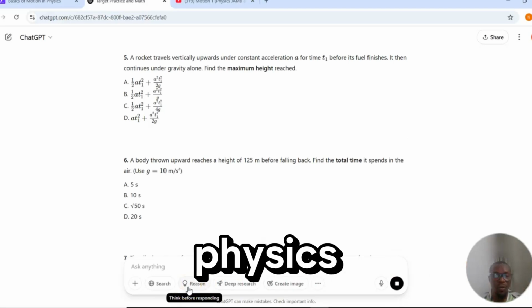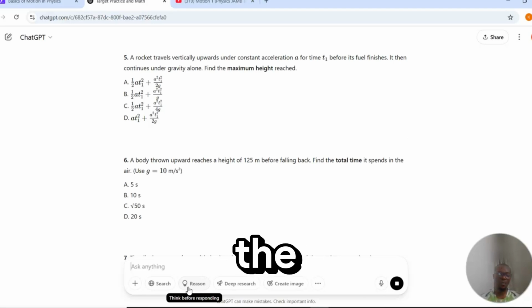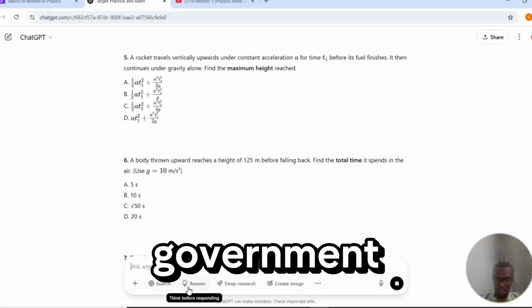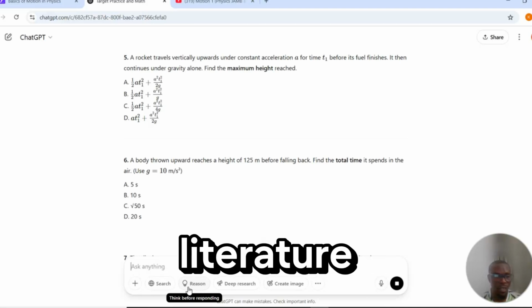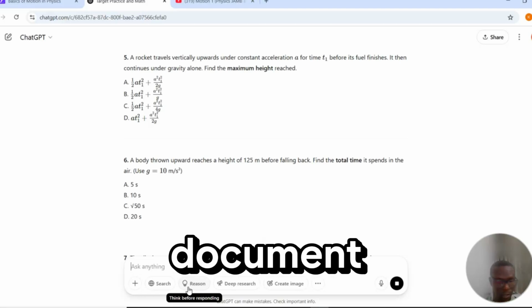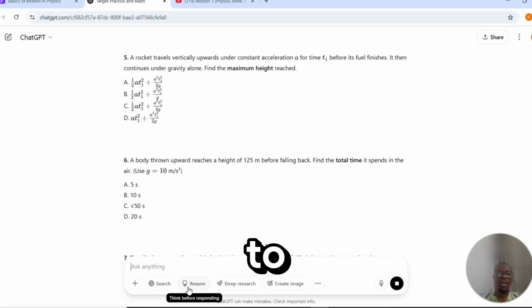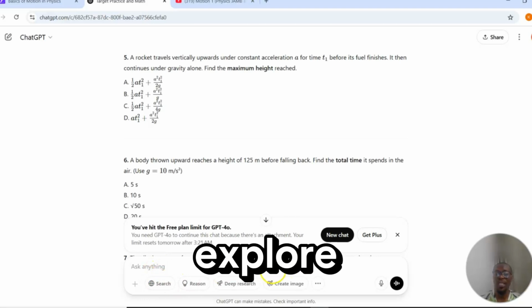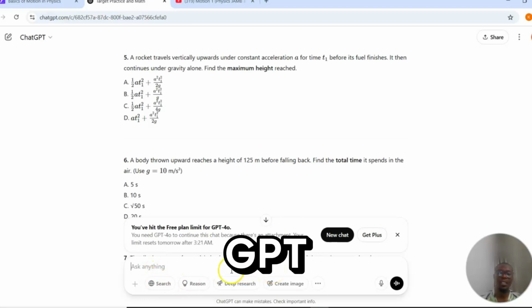Remember, I'm using physics as a case study. You can do the same thing for maths, English, geography, biology, history, government, literature, just anything. You can feed it a particular document and expect it to carry out whatever you ask. Remember, we are on ChatGPT, and I just want to explore the basic ChatGPT, not the Explore GPTs, just ChatGPT.